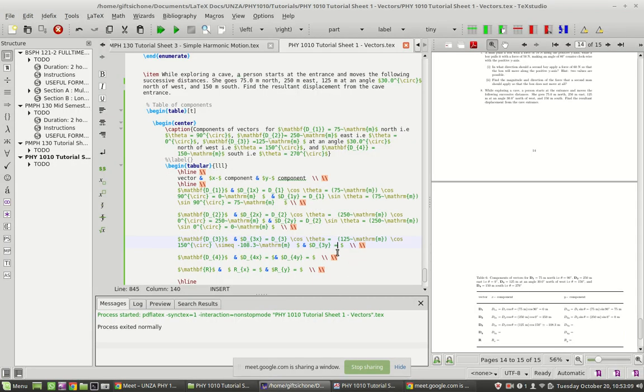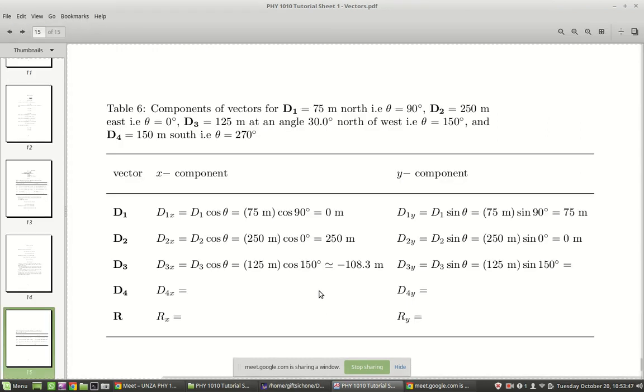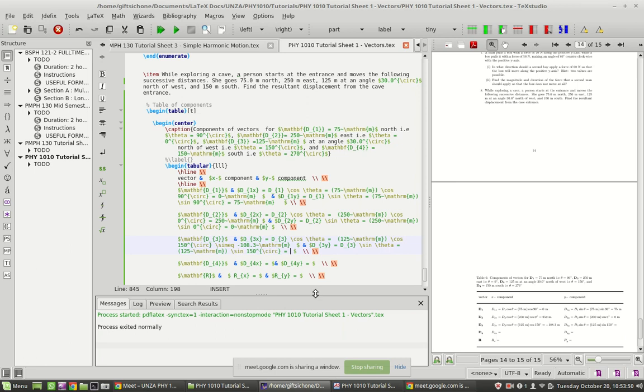Then D3y, how do you find D3y? 125 sine 150. Okay, just a minute. 125 sine 150, what do you get? 62.5 meters. Okay, there we are.